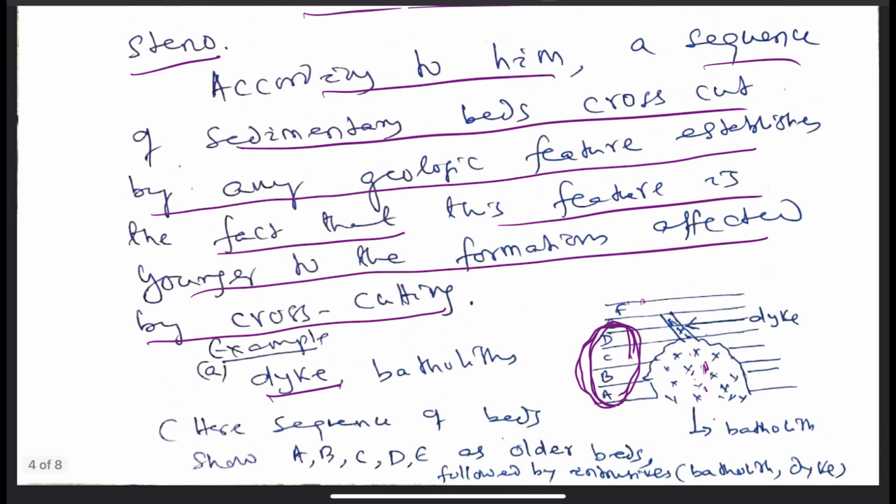So the feature that cross-cuts is always younger to the formations which are affected by cross-cutting. This is the rule.